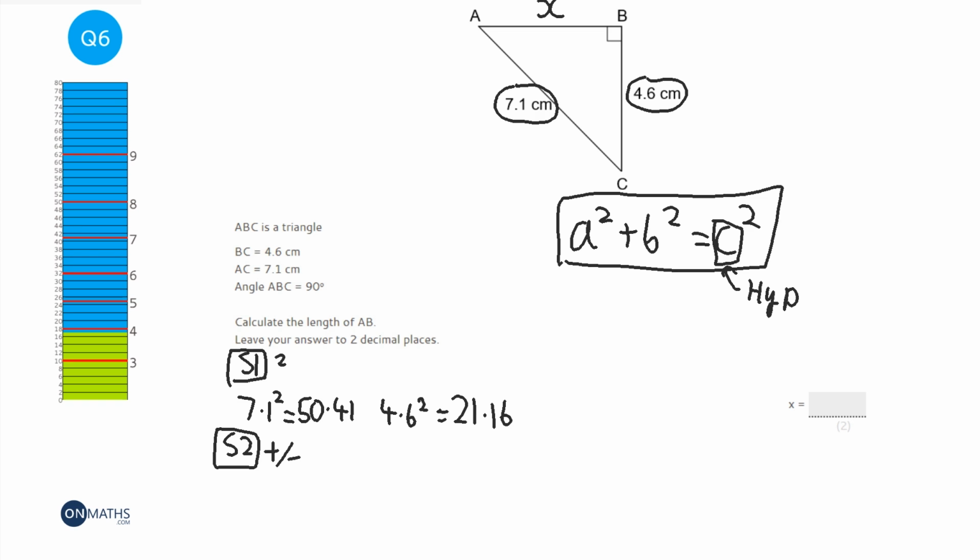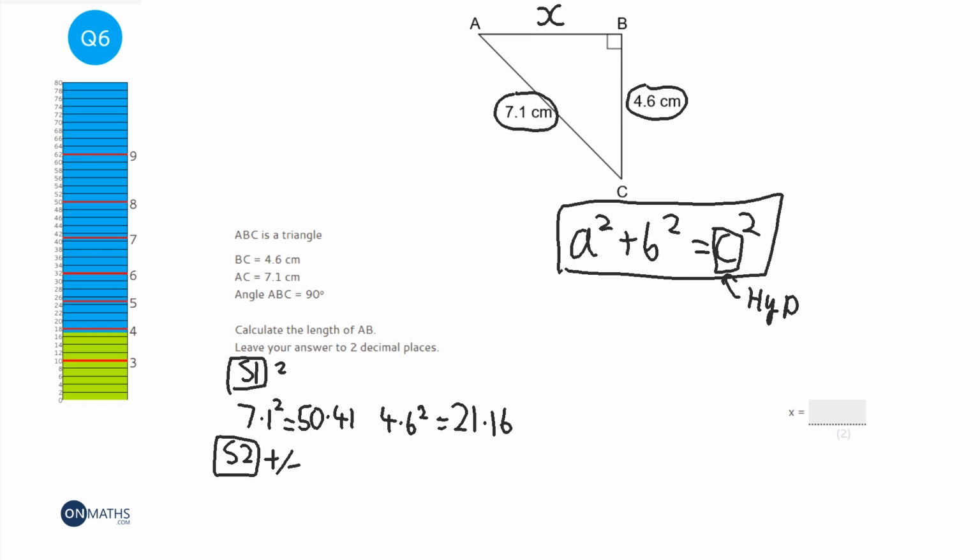Okay, now this is where we talk about the hypotenuse. The hypotenuse is the length that's opposite the right angle. So go to the right angle, go across from it, and that is the hypotenuse. So 7.1 is the hypotenuse. Now what's special about the hypotenuse and why it has a special name is it must be the longest side.